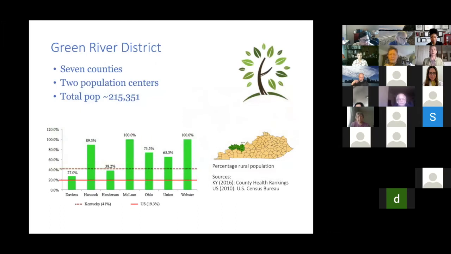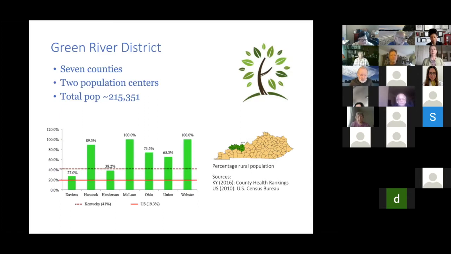I just want to give you a quick overview of the Green River District. You can see where it is in green on the left-hand side of the state. It is a 7-county district, and if you look at this graph, the dotted line shows the average percentage of people living in Kentucky that live in a rural area, and the red line shows the average percentage of people in the US who live in a rural area. You can see that 5 of the 7 counties are way above even Kentucky in terms of the percentage of population that lives in a rural area.